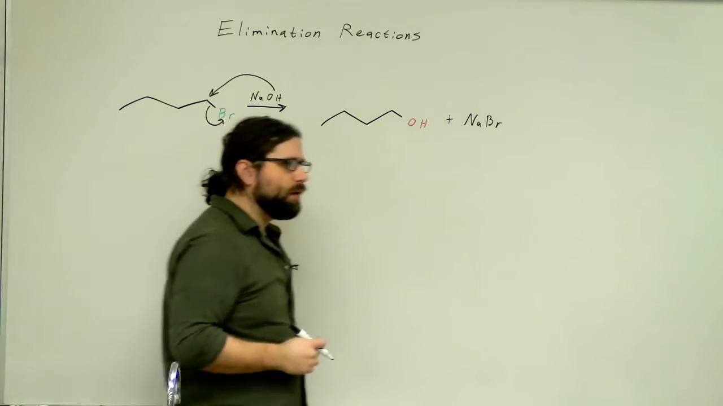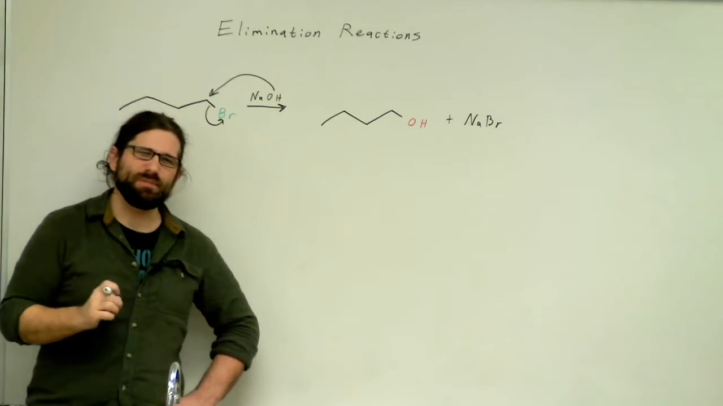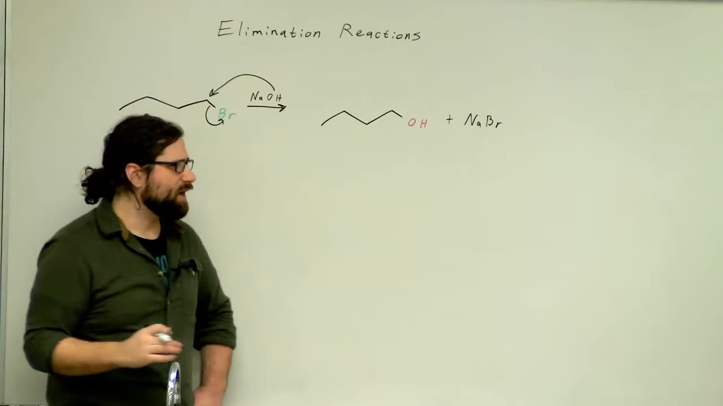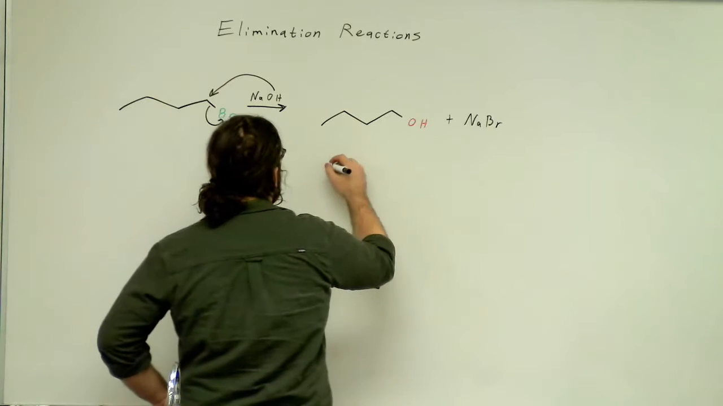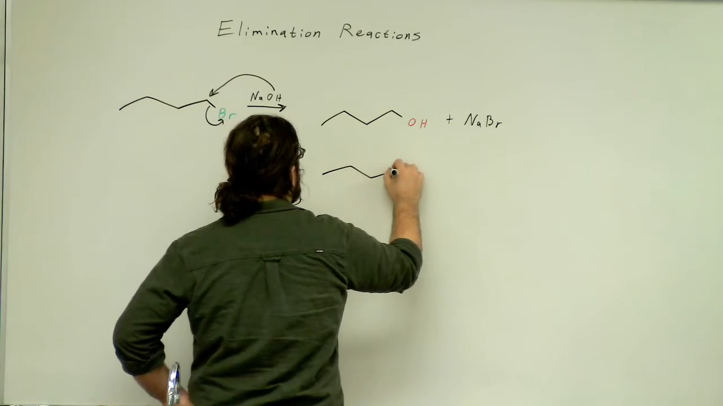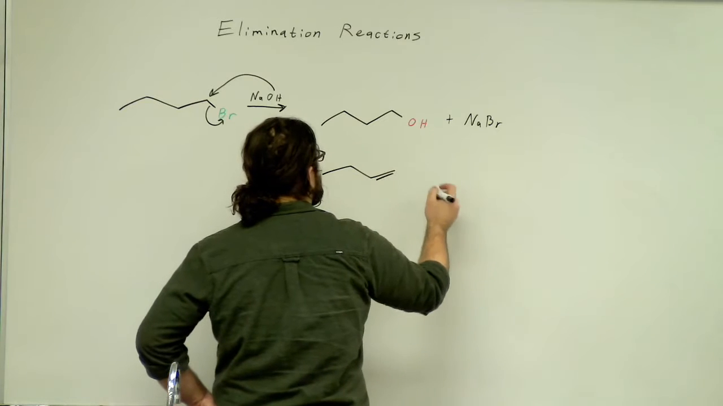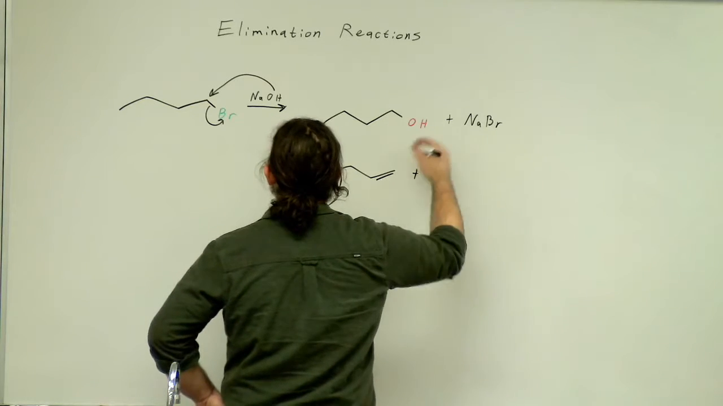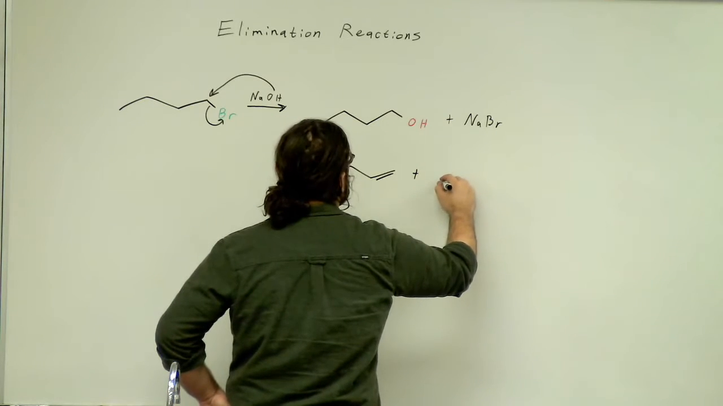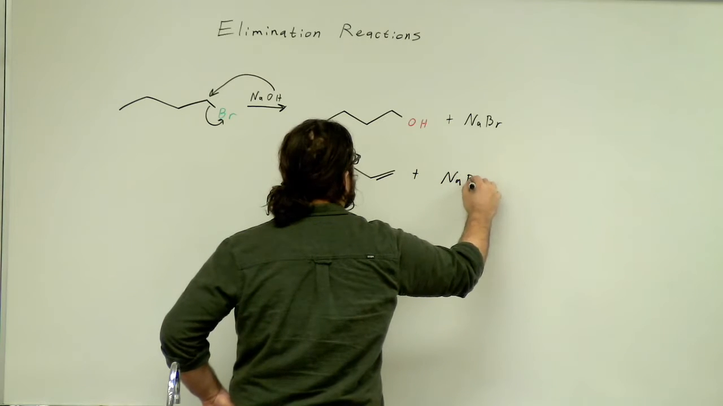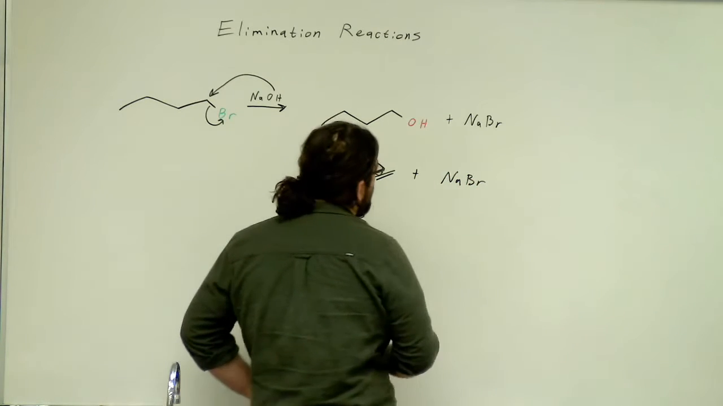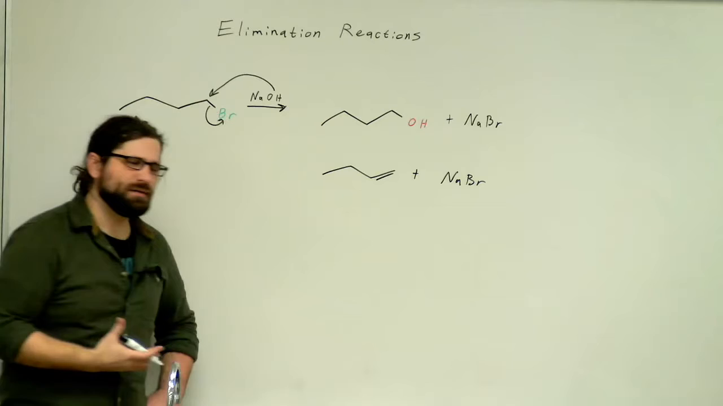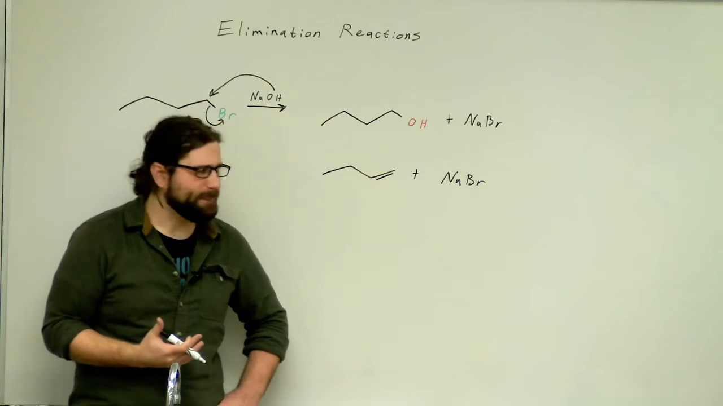But if we actually run this reaction, we notice that we get some side products that we don't yet have an explanation for. We would end up with something that looks like this, plus more sodium bromide. How does that happen? What's going on here?